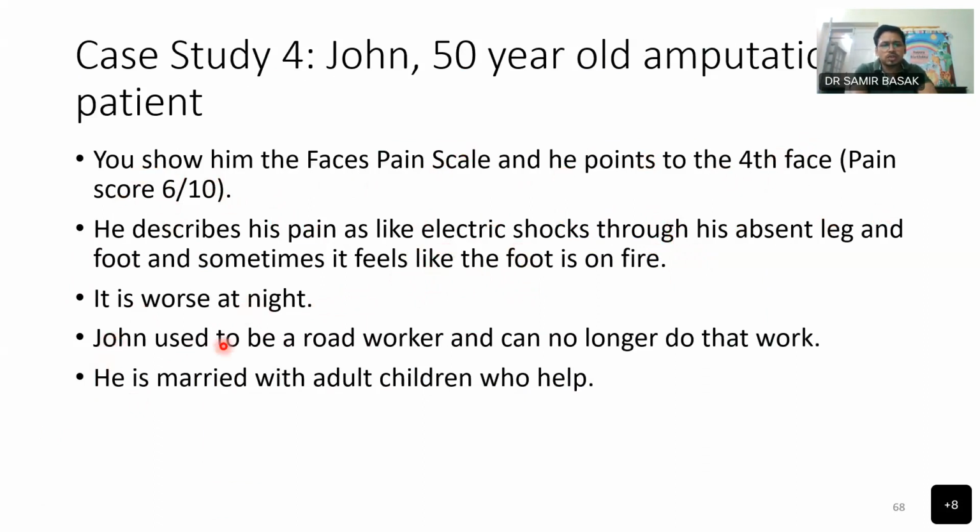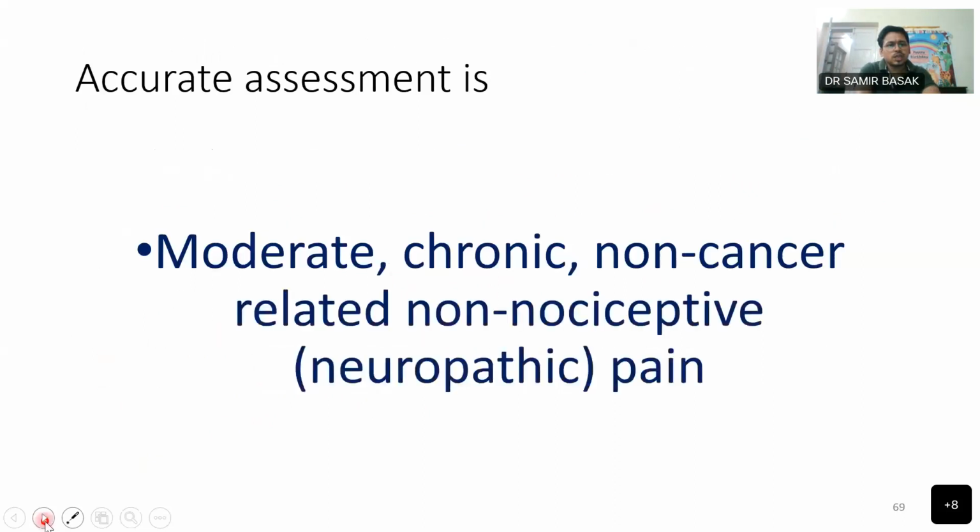John was a road worker and can no longer do the work. He is married with two adult children who can help. So he also has some family issues, some psychological issues. We have to look at the psychological component also while treating the pain. So this is moderate, chronic, non-cancer pain, where the neuropathic component is mostly present.